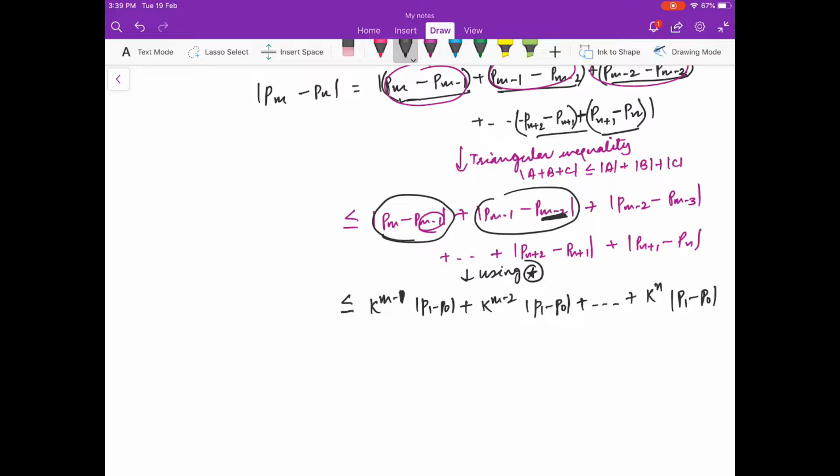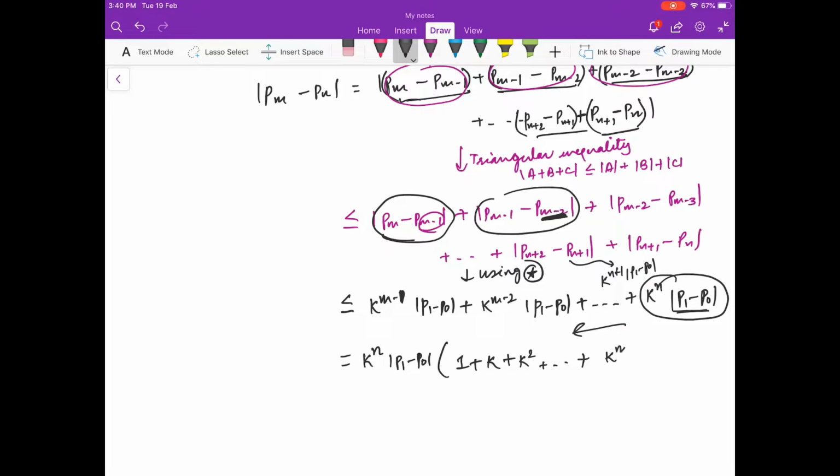Now you see here this term k raised to power n and p1 minus p0 is common. So take it out. Inside you will have 1 here. I am writing in the reverse way, and then k, before that you had k raised to power n plus 1 |p1 minus p0|, this term. So it will be k square and so on, and here you will have k raised to power m minus n minus 1 because you have taken k raised to power n common. So this is what you get.